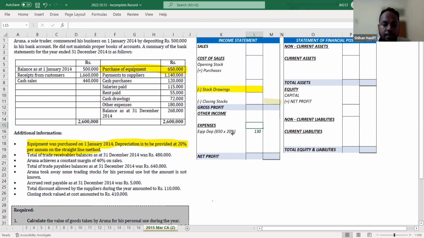Okay. So closing balance of the equipment goes to statement of financial position. So it's equipment, out of 650, depreciated 130. So 520 remaining balance comes here. Okay. So I did the depreciation of equipment and the closing balance of equipment. Let me know if you all have any doubts on this. Okay.